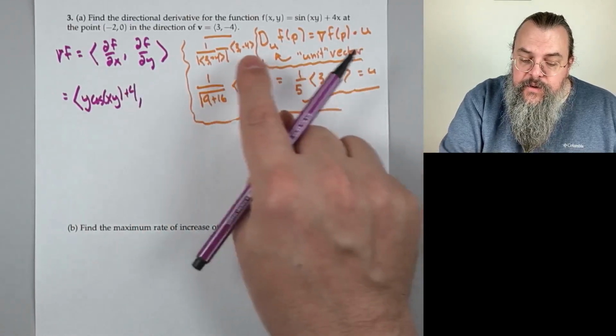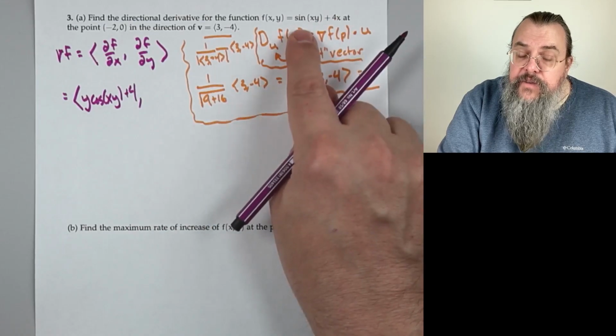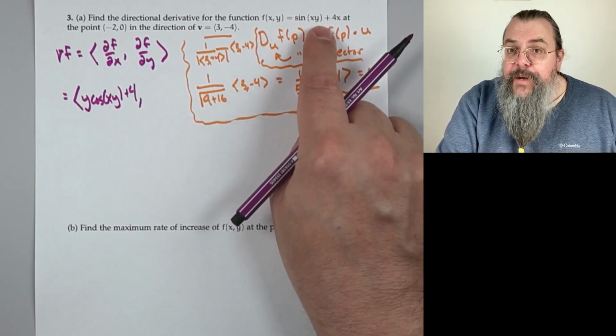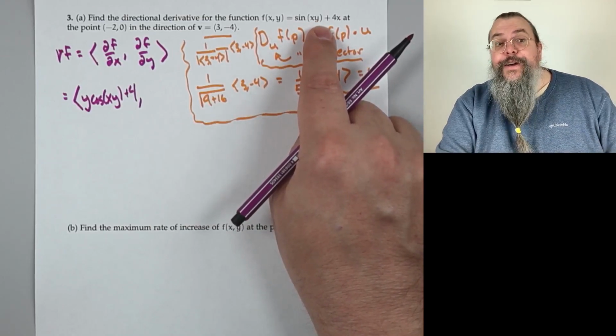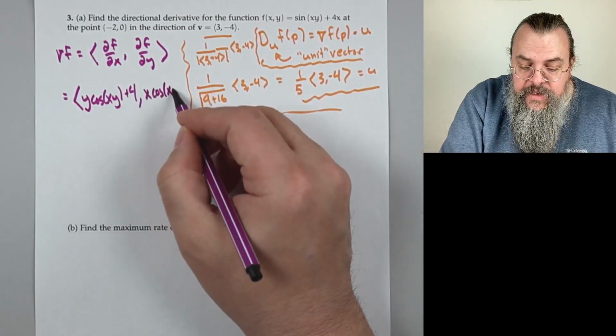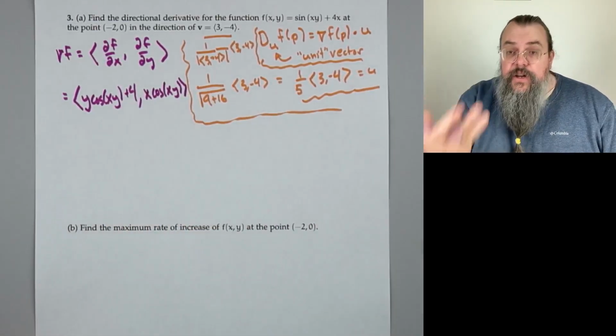And do the same thing. Take the derivative with respect to y. Now that 4x goes away. The derivative of sine of xy is similar: cosine xy times the derivative of xy with respect to y, which is an x. So x cosine xy. So that's our gradient in general.